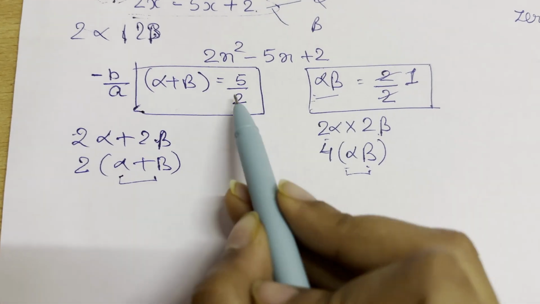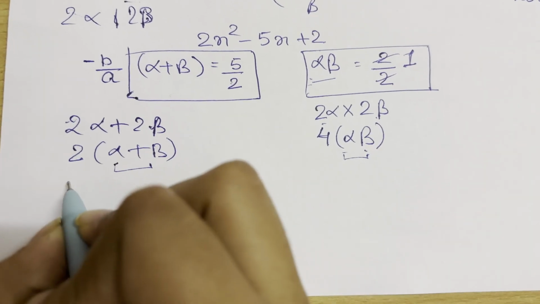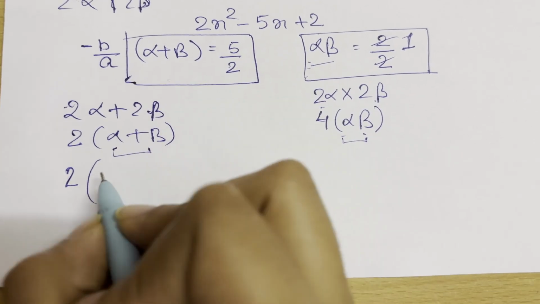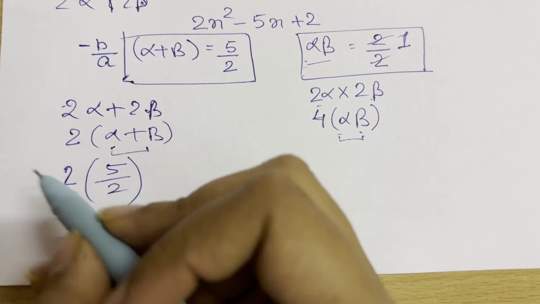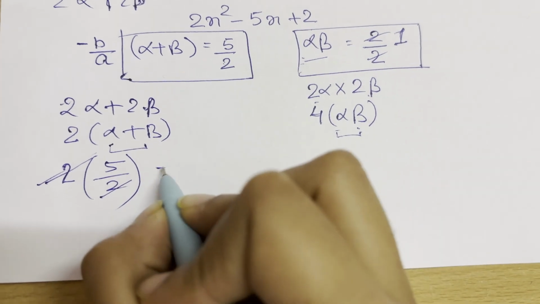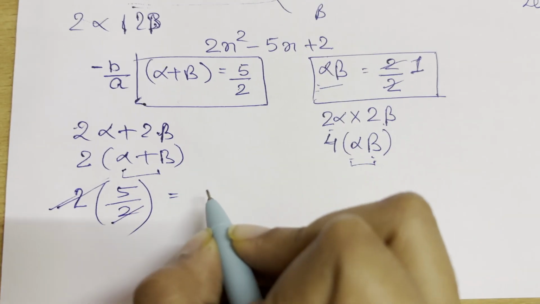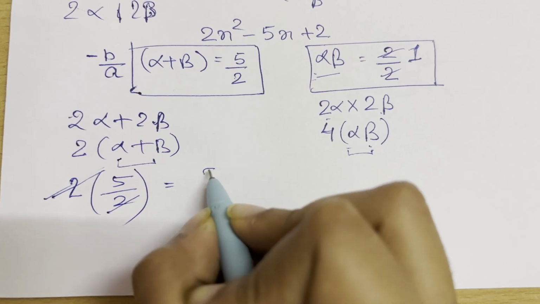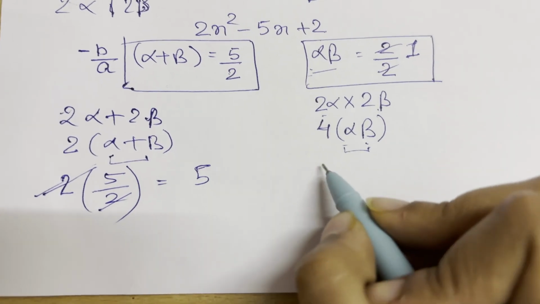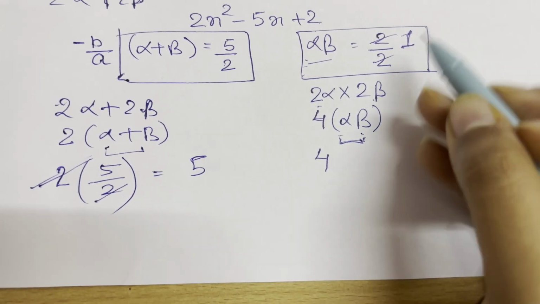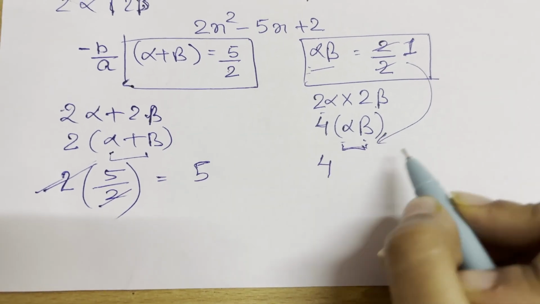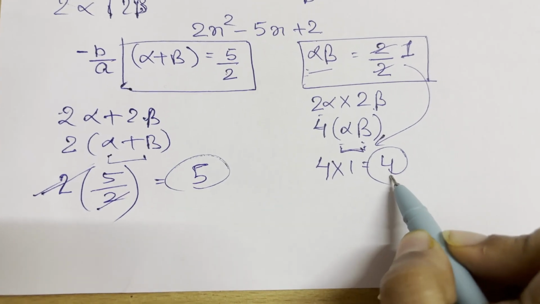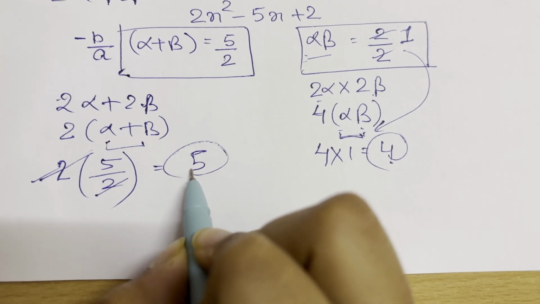So if I substitute these two values here, taking 2 common, I'll write 5 by 2, and the 2s get cancelled. So the sum of the zeros of the polynomial we are asked to find is 5. And if I put alpha beta into this, that is 4 into 1, which is 4, then their product is 4 and the sum is 5.